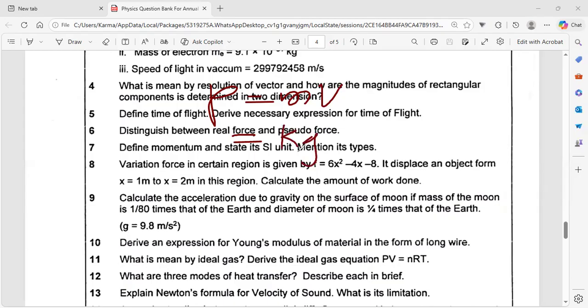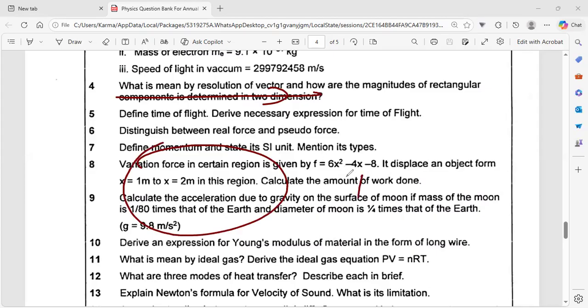Kg meter per second, and maybe gram centimeters per second. Linear momentum and angular momentum are two of the types. When the object is moving in a straight line, we'll say it's linear momentum. When the object is circling, it's angular momentum.